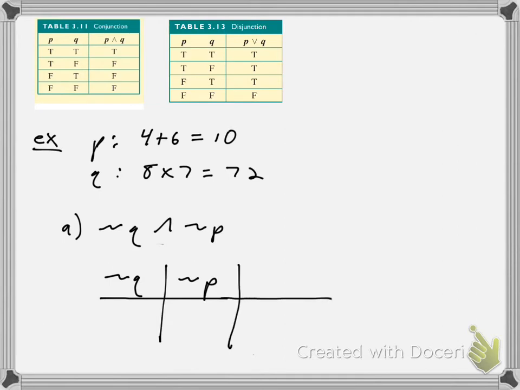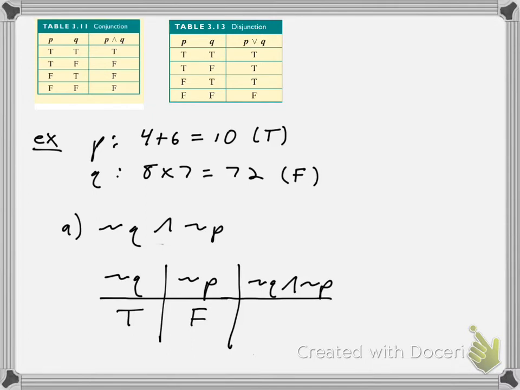And then I'm going to test what not Q and not P is. Well, first of all, let's take a look at Q. Q is a false statement, correct? So that means not Q is a true statement because it's the opposite of Q. P is a true statement. So that would mean that not P is a false statement, the opposite of what P is.